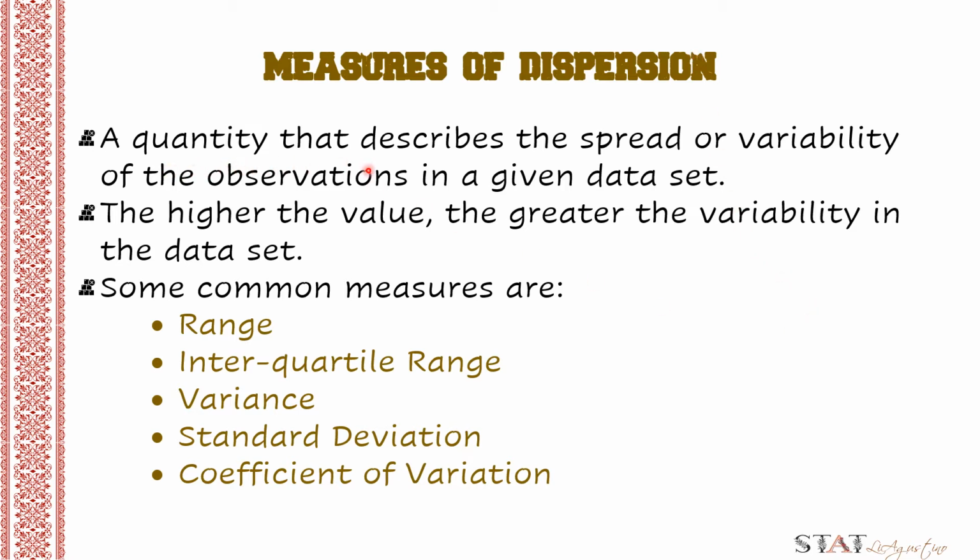So let's define it: a quantity that describes the spread or variability of the observations in a given data set. Remember that the higher the value, the greater the variability in the data set. There are some common measures: the range, the interquartile range, the variance, the standard deviation, and the coefficient of variation. This coefficient of variation is really important in experimental research, especially for agriculture and biology.